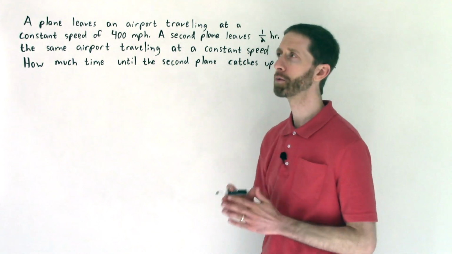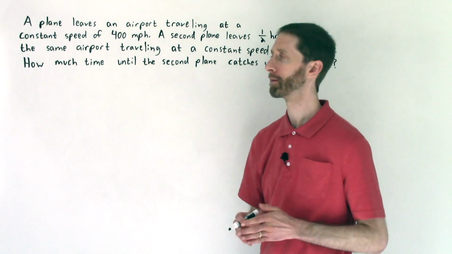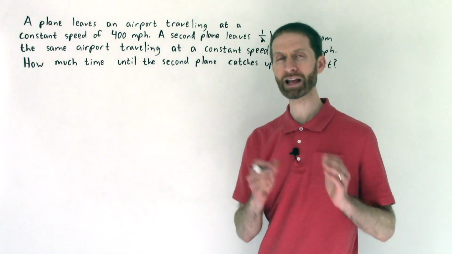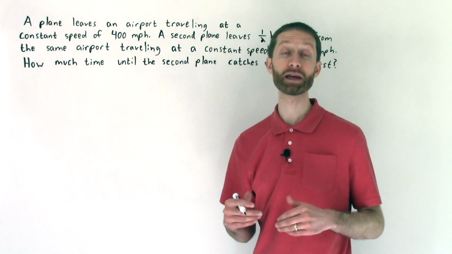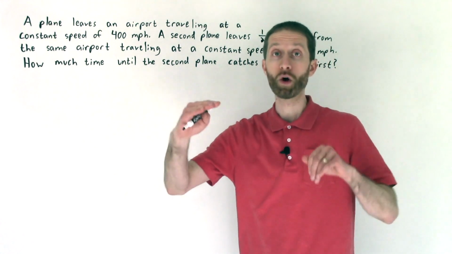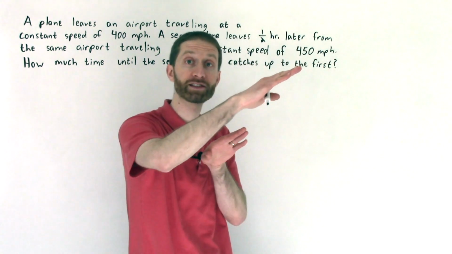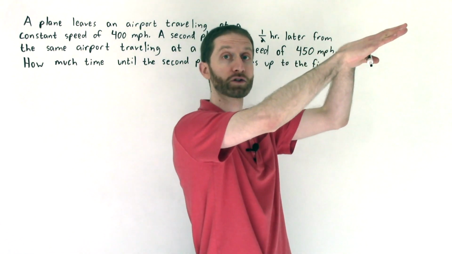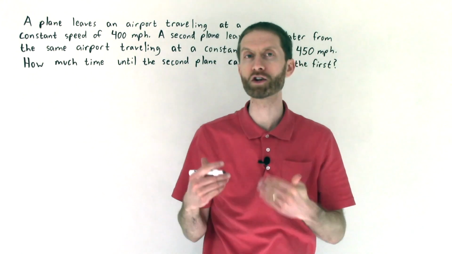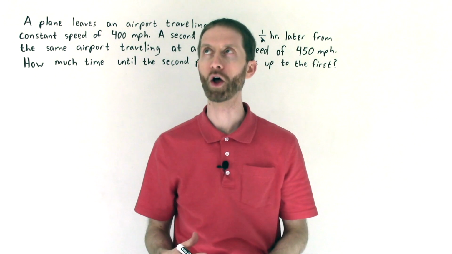Okay, so if we're leaving at 400 miles per hour and a second plane leaves later than that, and we want to know when they had basically met, right? So plane 1 goes like this, plane 2 leaves a little bit later, and we want to know when that second plane catches up with that first plane. So we want to know when their distances are the same.